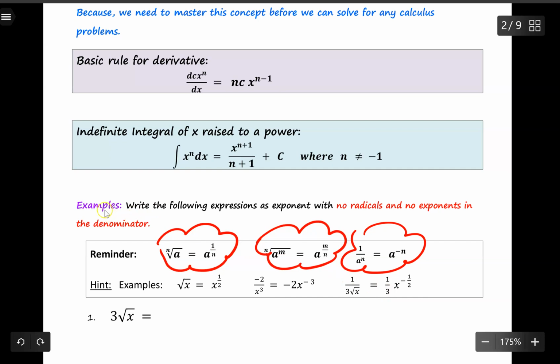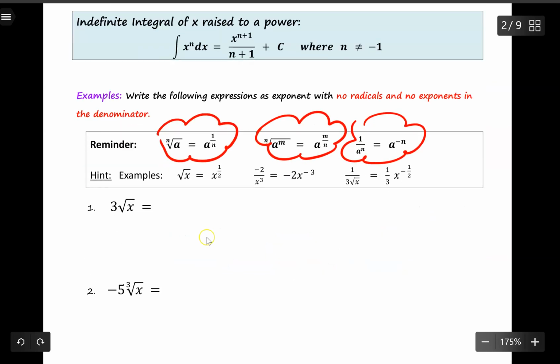That's why in this example I asked everyone to write the following expression as an exponent with no radicals and no exponent in the denominators. You can have a coefficient or a number as a denominator, but as soon as you have the x, you need to bring that up to the numerator and apply these formulas. Combine with these formulas and combine with these formulas.